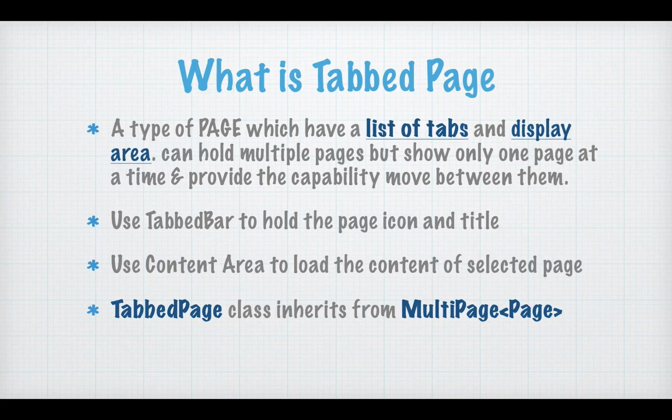Now the icons are optional. You can deal with only the title also, but the way this framework is designed, if you bring the icon also, then it looks awesome. It uses the content area to hold the content of the selected page, meaning you see the content of the selected page in the display area. Technically, the tabbed page is inherited from the MultiPage of T class, where T is the type of page. Basically, all of the pages somehow get derived from the Page base class.